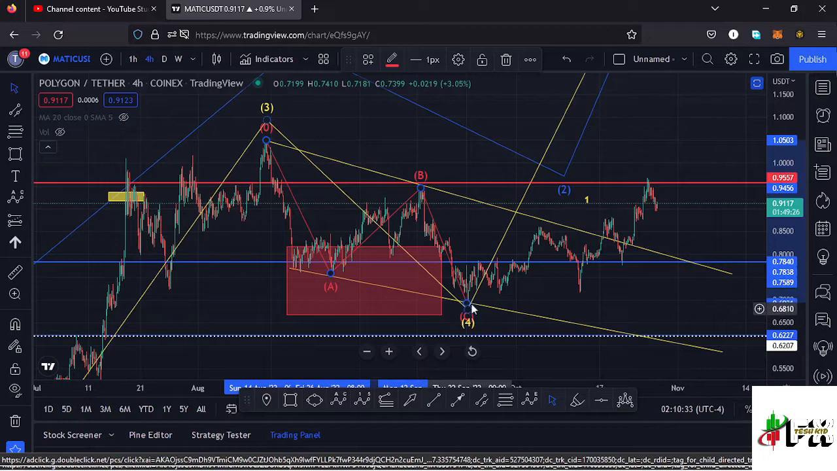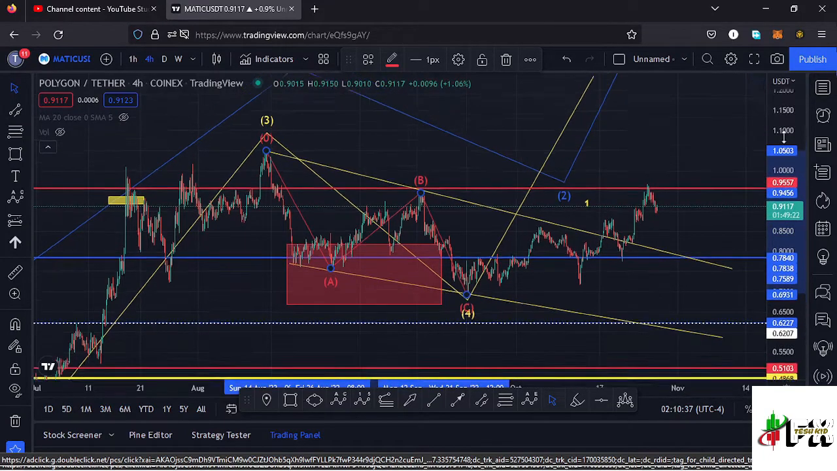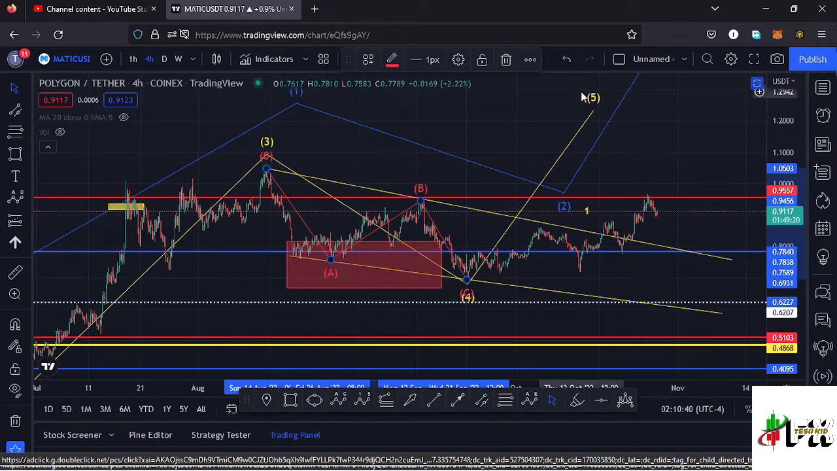Then after that we have been seeing a very nice bounce to the upper side in the formation of our wave 5, and because a fifth wave is an impulsive wave, we also expect to see fractal waves in formation within that fifth wave to the upper side.